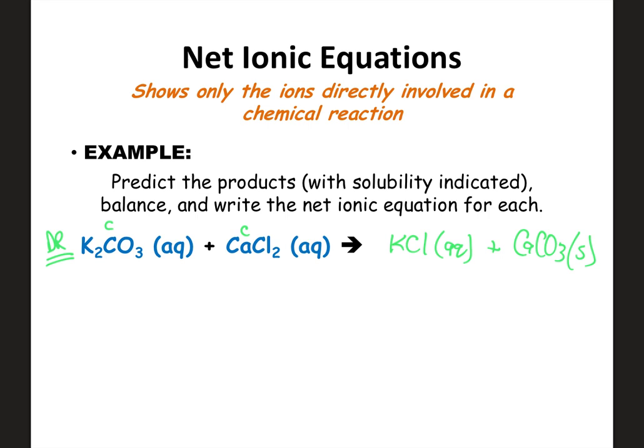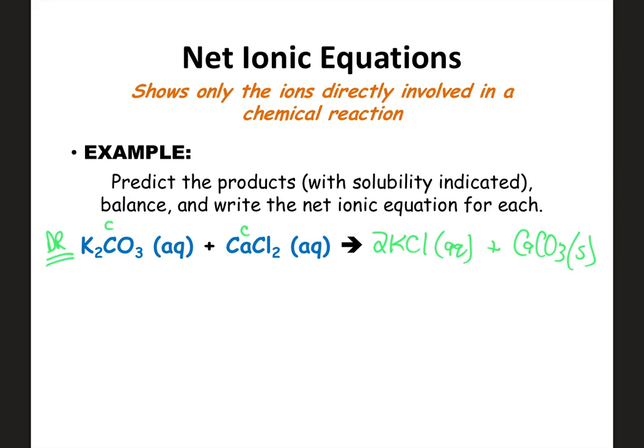So now you have your products predicted here. You have to go through and balance. It looks like I'm going to need a 2 in front of the KCl, and then everything else is balanced here. All right, so now I'm ready to go through and work on the net ionic part.